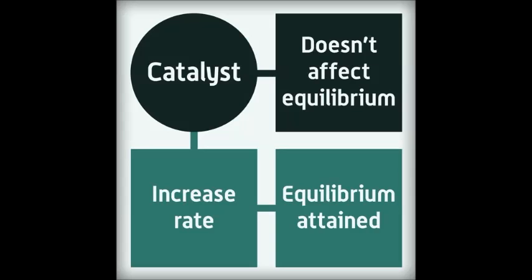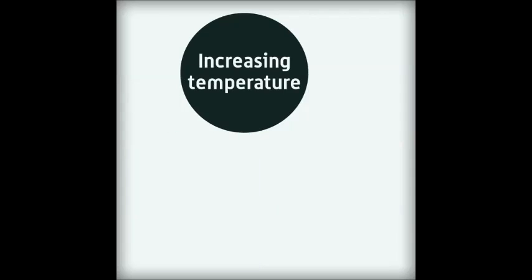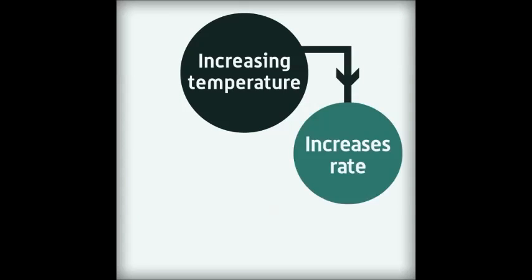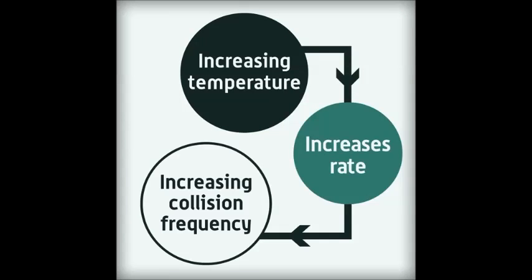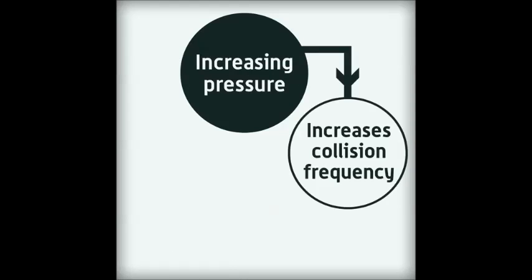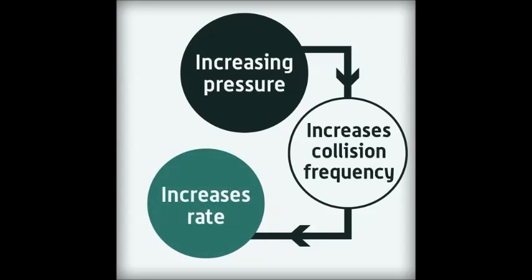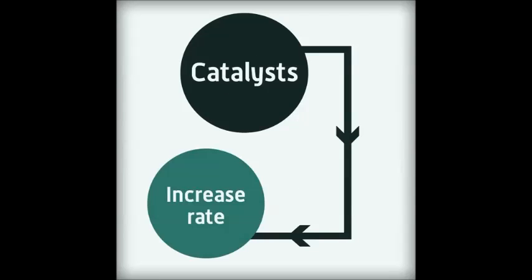So far, we've considered the position of equilibrium. Now let's look at how conditions affect the rate of reaction. Increasing the temperature increases the rate by increasing collision energy and frequency. Increasing pressure also increases collision frequency and therefore increases the rate of a reaction. Catalysts also increase the rate of reaction.